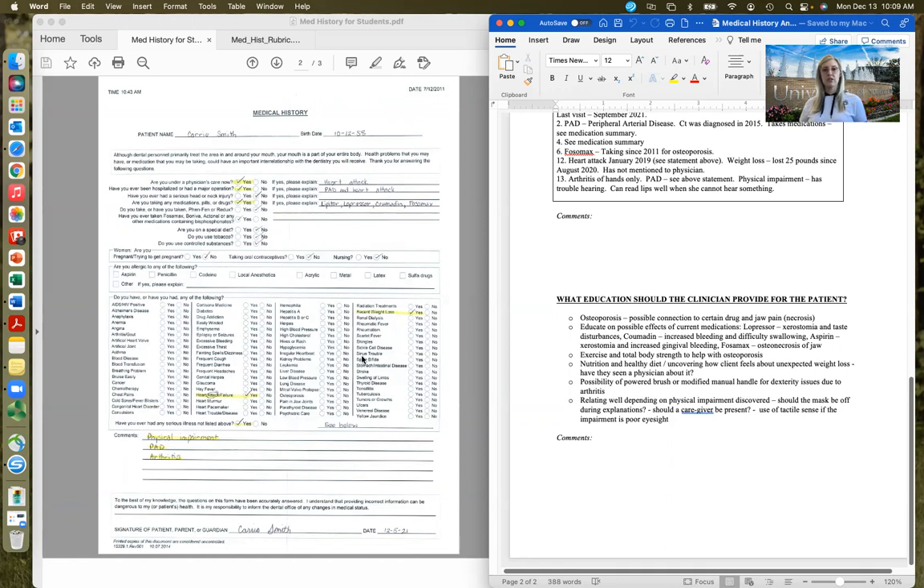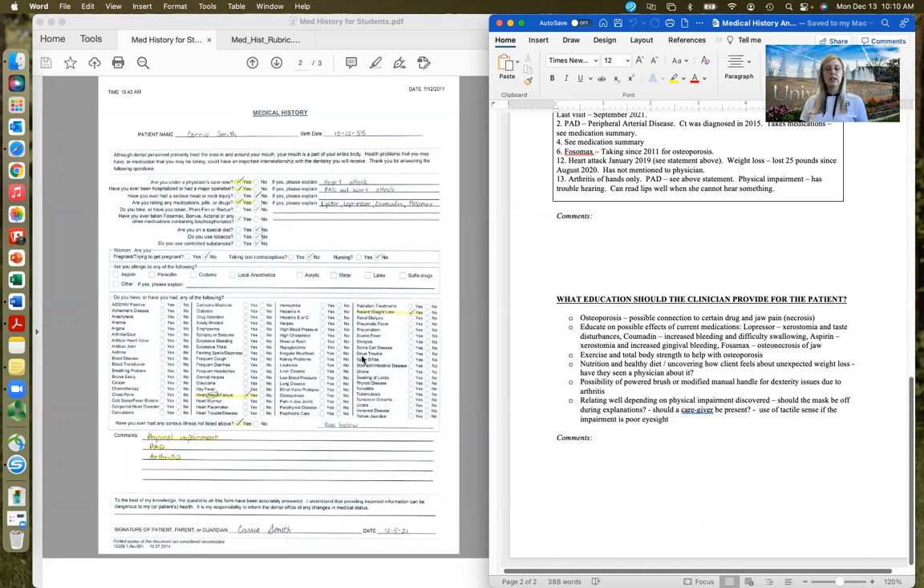Also, their physical impairment. There should be some sort of education relating to their physical impairment. So, do we need to take our mask off while providing education? Is the physical impairment such that a caregiver should be present when we're providing the education, because they're going to need to know this education as well, right? If their eyesight is poor, do we need to use more of a tactile sense when we're providing education? So what you put as your answer for the physical impairment would depend on what the education was, okay? But there should be some sort of education pertaining to the physical impairment.